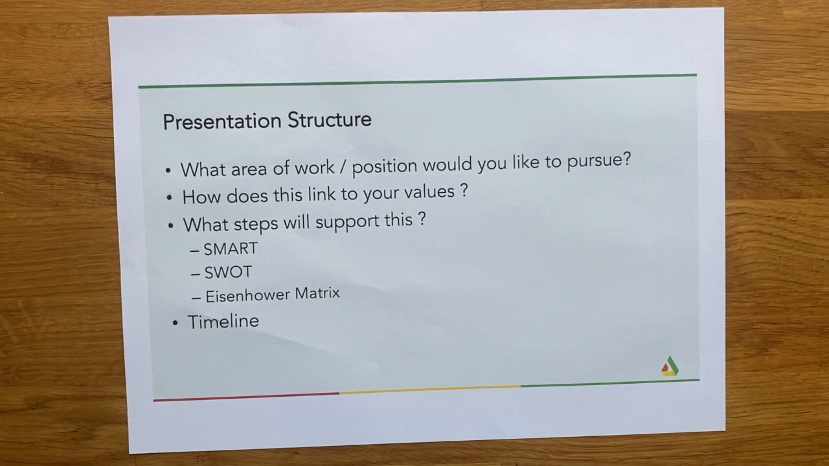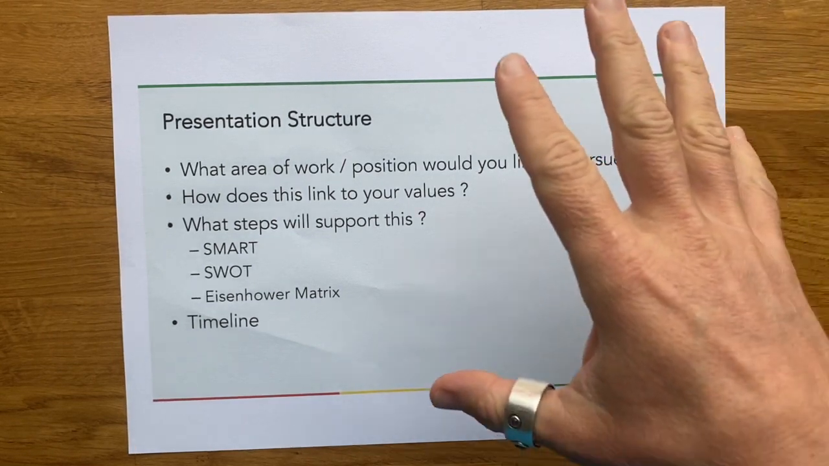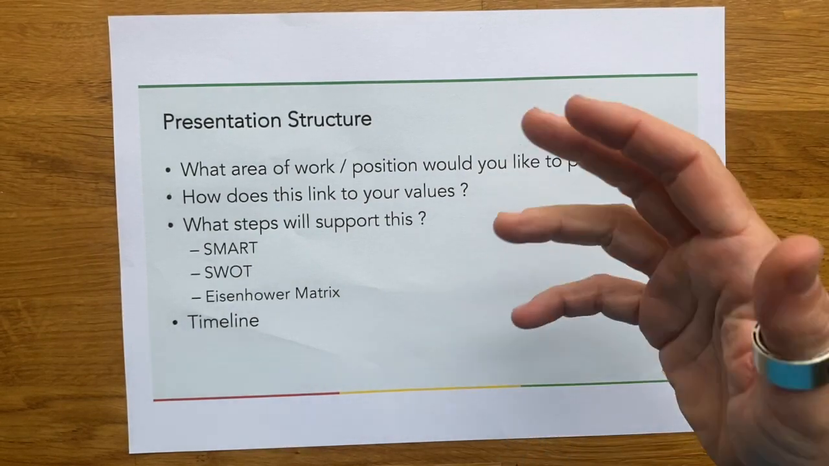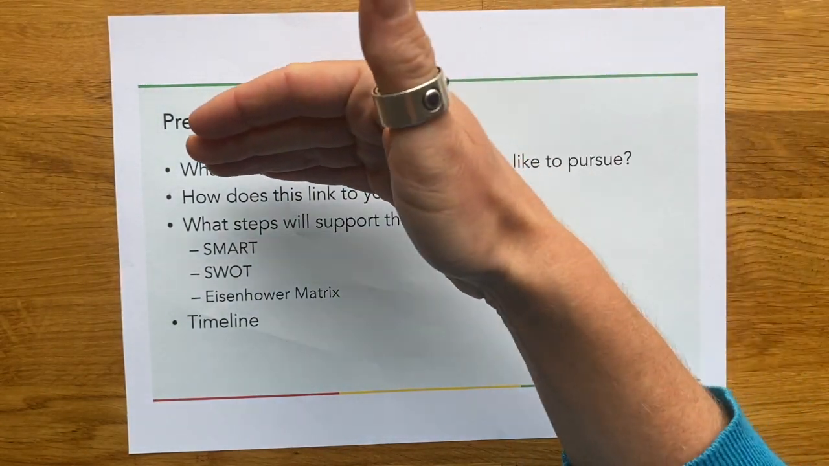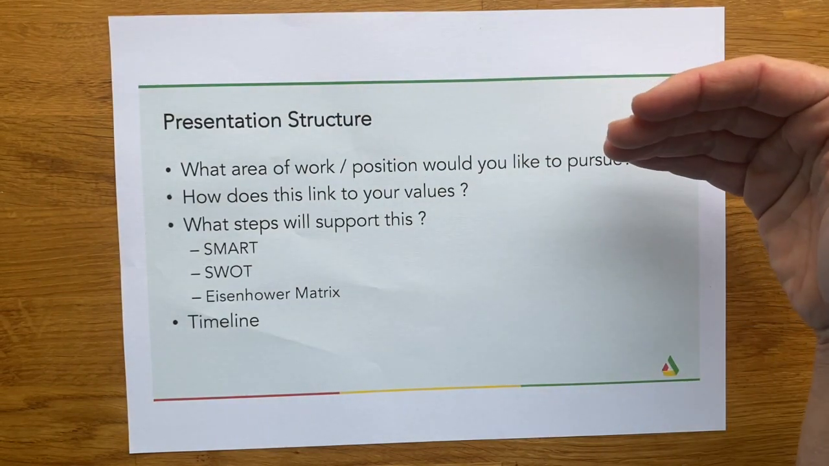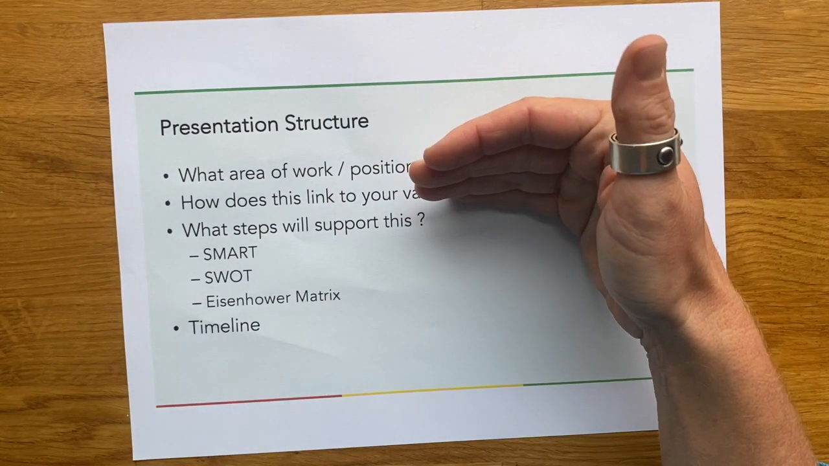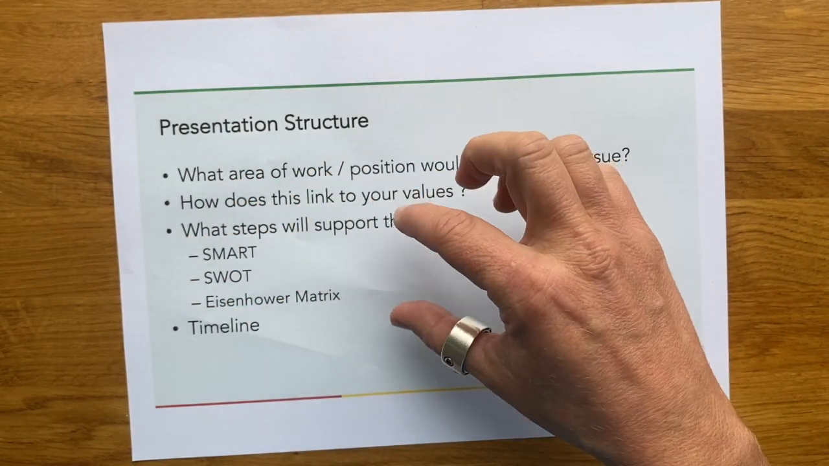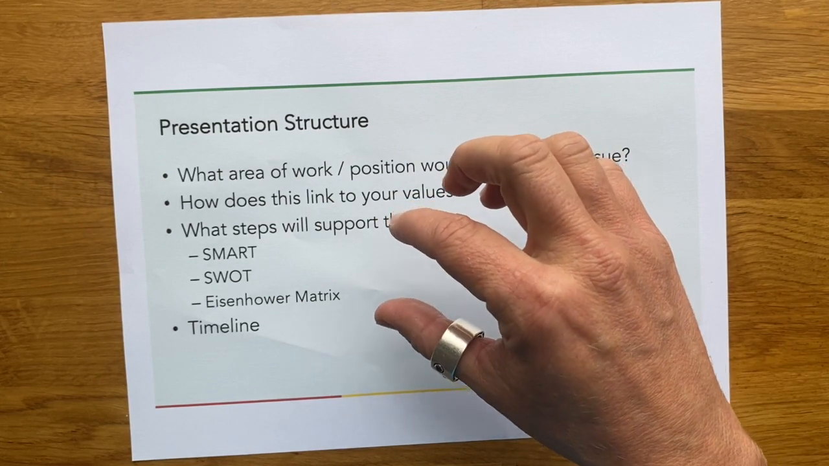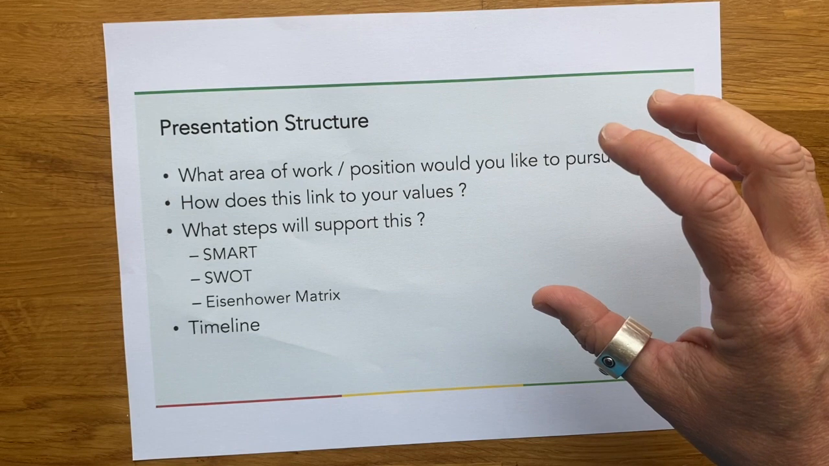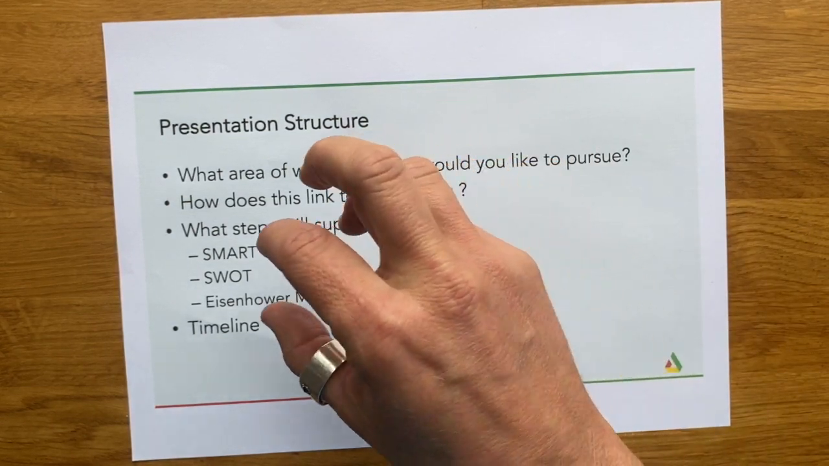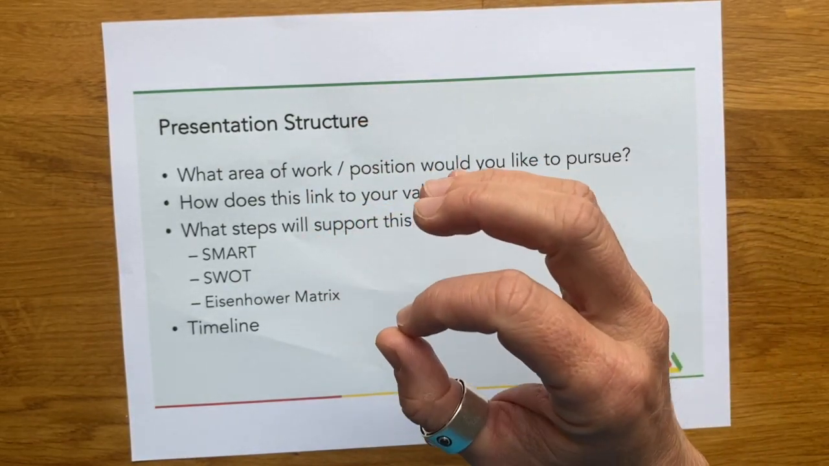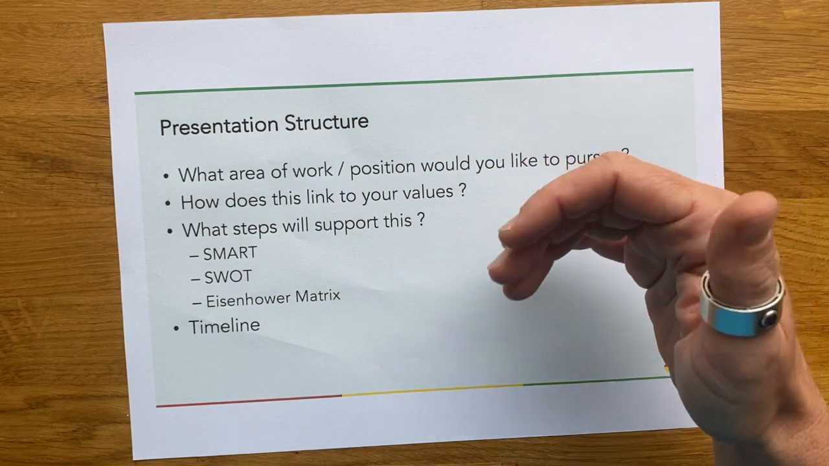In this presentation, I've covered a few different areas. So I've looked at a possible structure that you might use for presenting your career plan moving forward: to first of all outline what area of work and what position you'd like to pursue, and how that links to your values. And then we've talked about some models that might support you in thinking about what to do next. And I'm hoping that from doing some of these activities, you will gain some insight that you might then share informally with the group in your presentation.